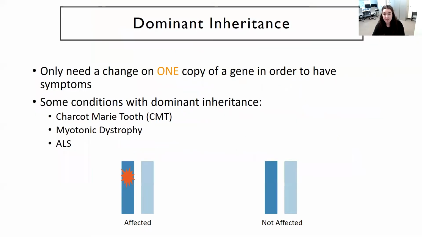The first one I'm going to talk about is dominant inheritance. That's where you only need one copy of a gene to have a change in order to have symptoms of a certain disease. So down here, this person, their dark copy has this gene change here. The light copy does not. This person would have symptoms of a dominant disease. This person has no gene changes, so they wouldn't have symptoms. Some conditions that might be represented here in the audience that follow a dominant inheritance pattern are Charcot-Marie-Tooth disease, myotonic dystrophy, ALS, but there are lots of others.